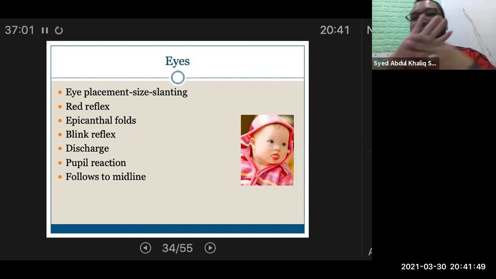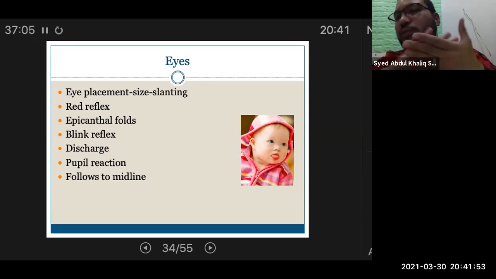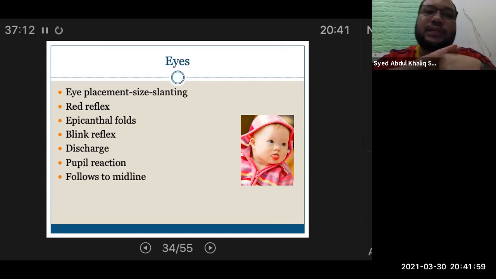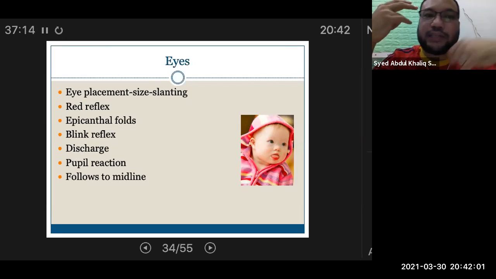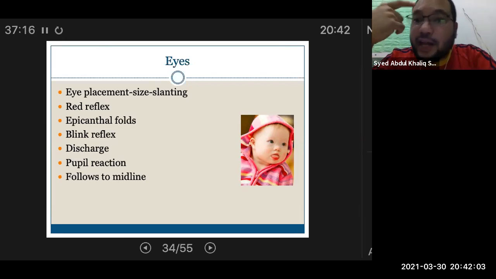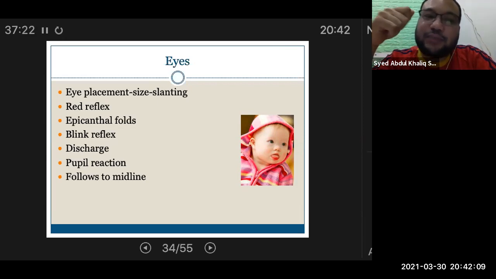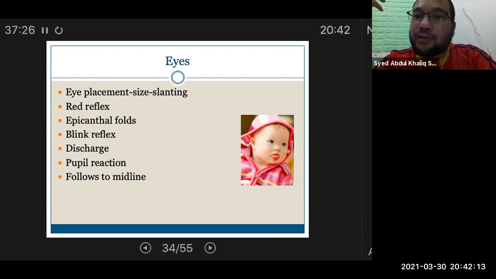Same as when there's a line on the palm, previously we called it simian crease, right. Now don't use simian crease because it looks a bit demeaning. So you say single palmar crease. So check whether the eyes are slanting, whether there's an epicanthal fold, check the red reflex. You use the fundoscope too, but you don't need to look into the fundus. Just assess whether there's a red reflex, because sometimes you may miss leukocoria, congenital cataract.